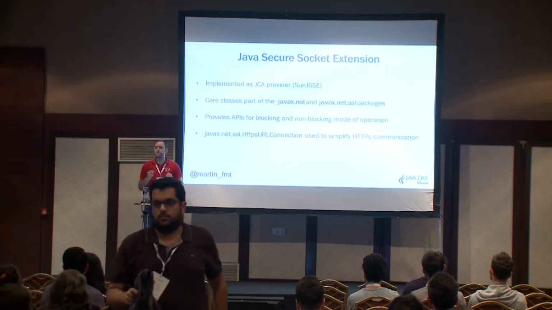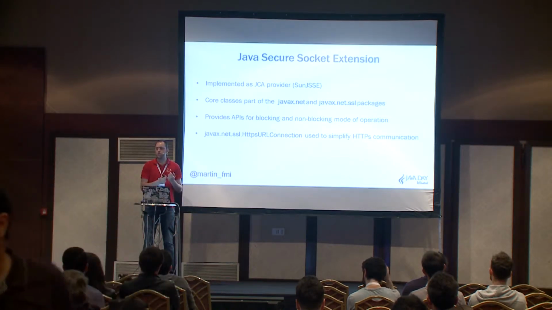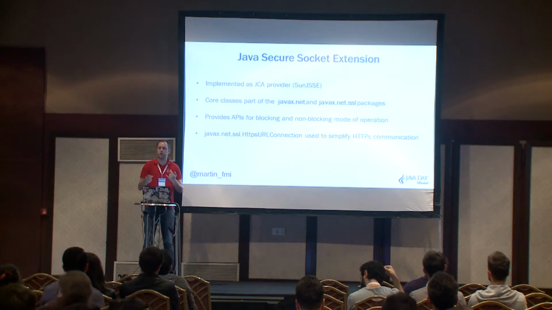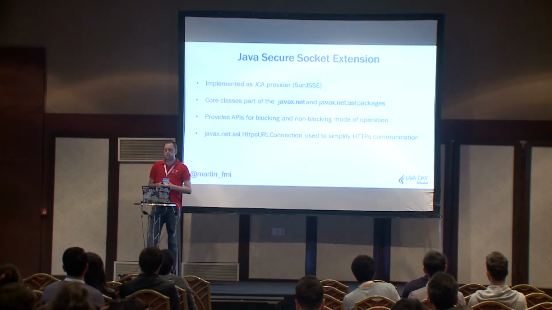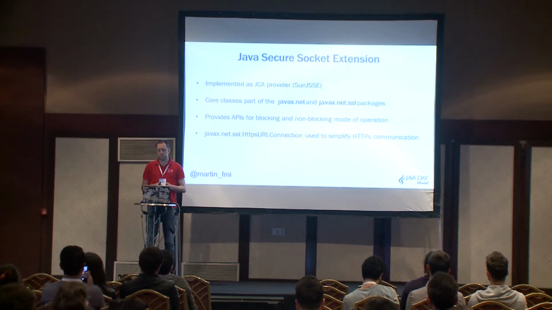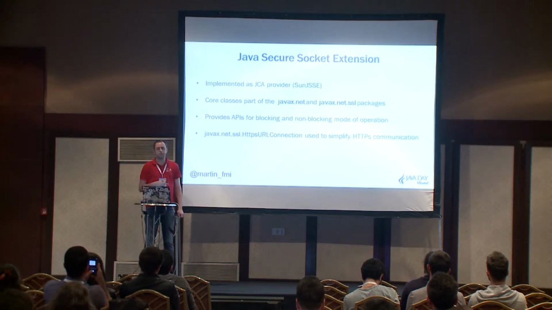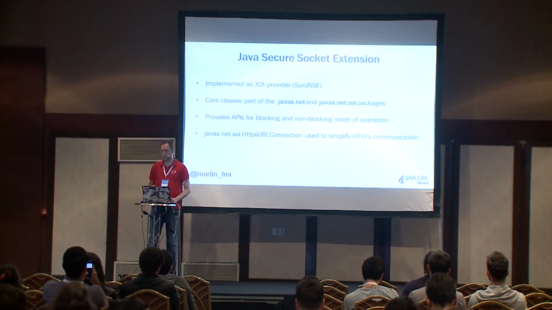It provides two modes of operation. Blocking mode, which is the more straightforward one to use. It's very similar to how you would establish a socket communication between the client and the server. However, you need to specify some additional information for the TLS handshake process. And the more complex manner of communication is the non-blocking mode of operation of JSSE. And there is a wrapper class which simplifies the communication with HTTPS endpoints, which is provided by the javax.net.ssl.HttpsURLConnection class.